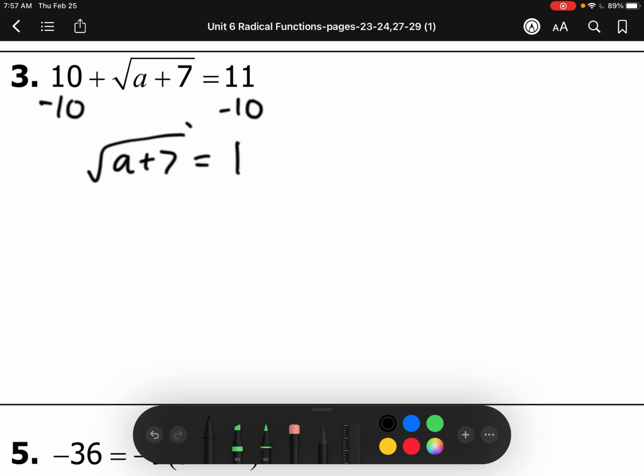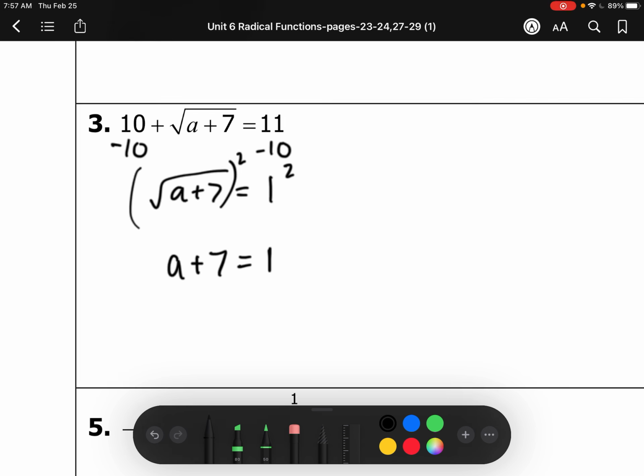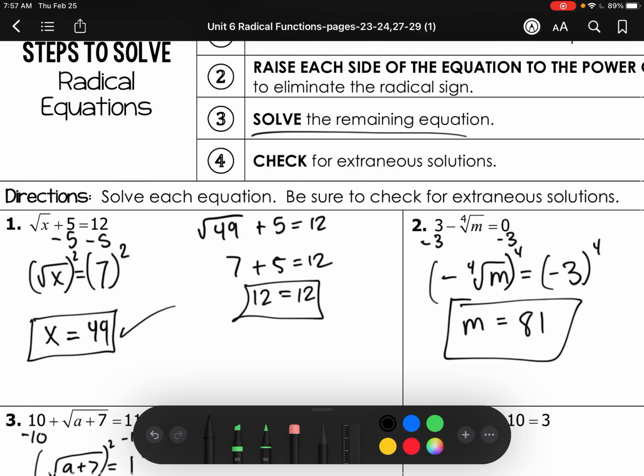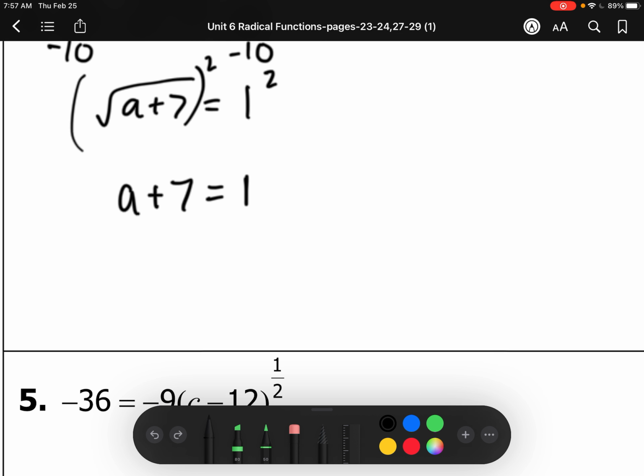Next you're going to raise both sides to the power which is the same as the index. The index is 2 since we don't see it. So both sides squared, this gets rid of my radical. So I have a plus 7 is equal to 1 squared, which is just 1, 1 times 1 is 1. Now we're going to follow step 3, which is solve the remaining equation. So we have a plus 7 is equal to 1. I want to get a by itself. I'm going to subtract 7 from both sides, and I get a is equal to negative 6.